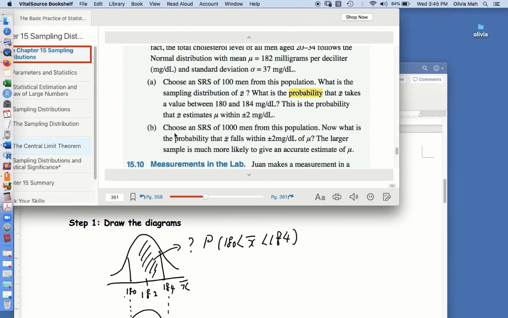Subpart B is very similar. They just give you a different sample size, 1,000. So just follow the format of A to do B.